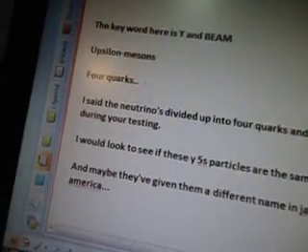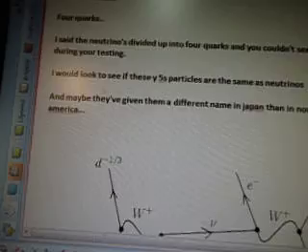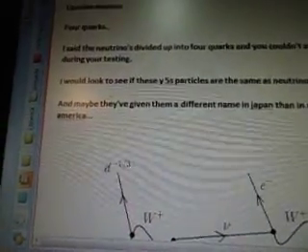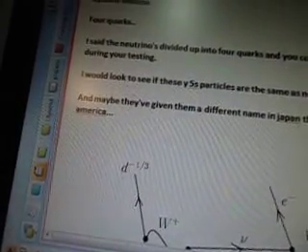Upsilon mesons, 4 quarks. Now I said the neutrinos divided up into 4 quarks, and you couldn't see them during your testing. That's what I think would happen. I'll try to prove it to you. But I honestly think neutrinos do divide when you collide them. They can divide into 4 quarks.